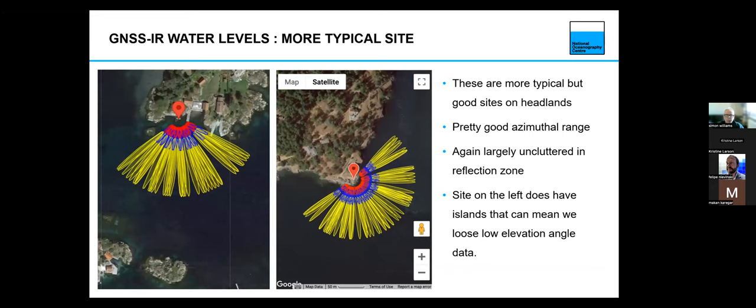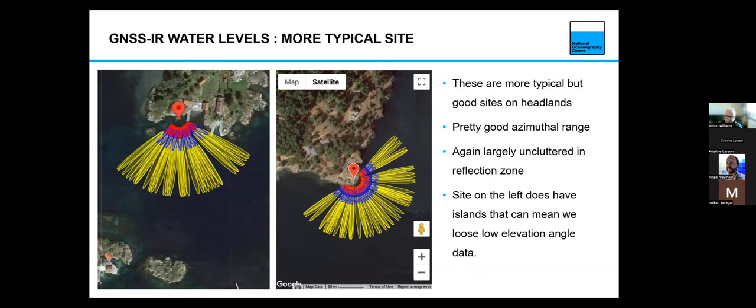So that's the only caveat you might have with something like a pier. Most likely, you're going to get something like a site that's on a headland. So again, you get a really good azimuth range. You often get largely uncluttered reflection zones again, but note that the site on the left here does have islands out in the distance, so you can lose low elevation angle data.